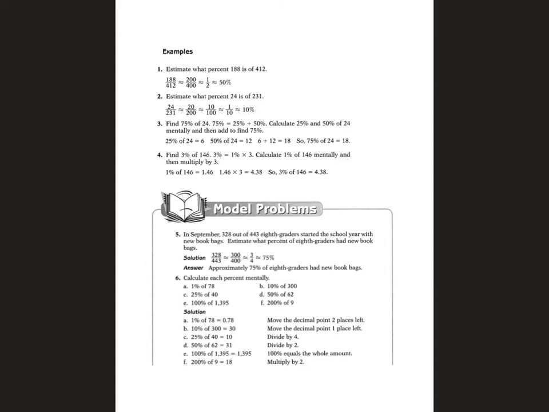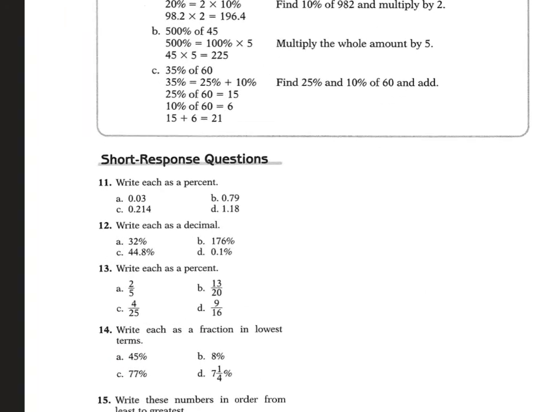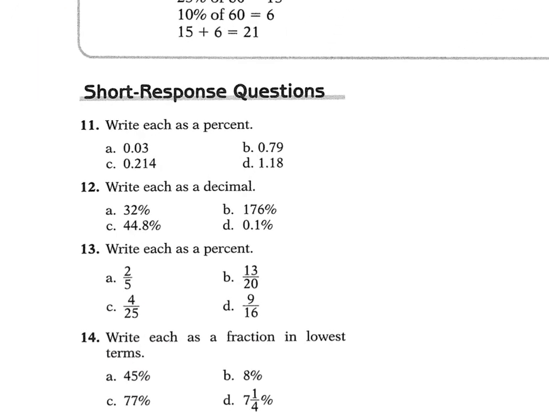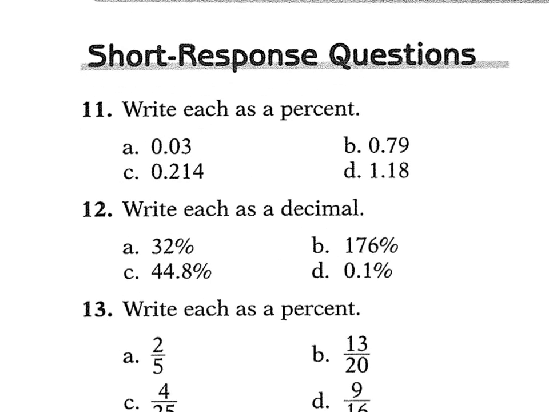Some examples that are not done for us. For 11, we're writing each as a percent. So for A, we have 0.03. If we move the decimal point 2 places to the right, we would have 3%. For B, we have 0.79, so again, move 2 places to the right, that's 79%.